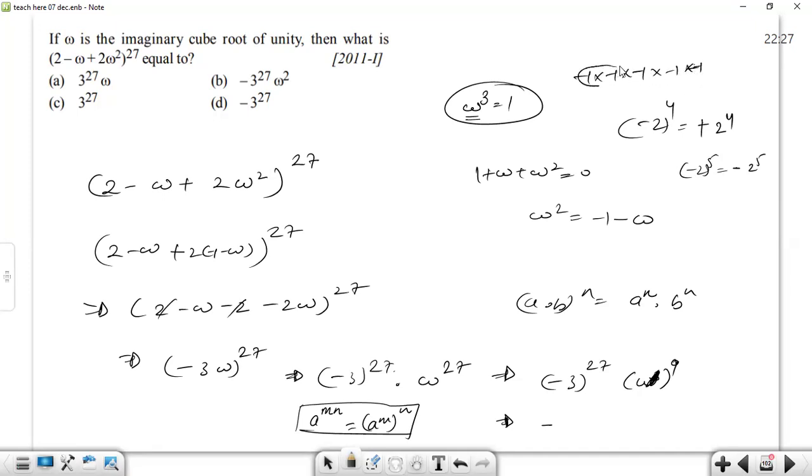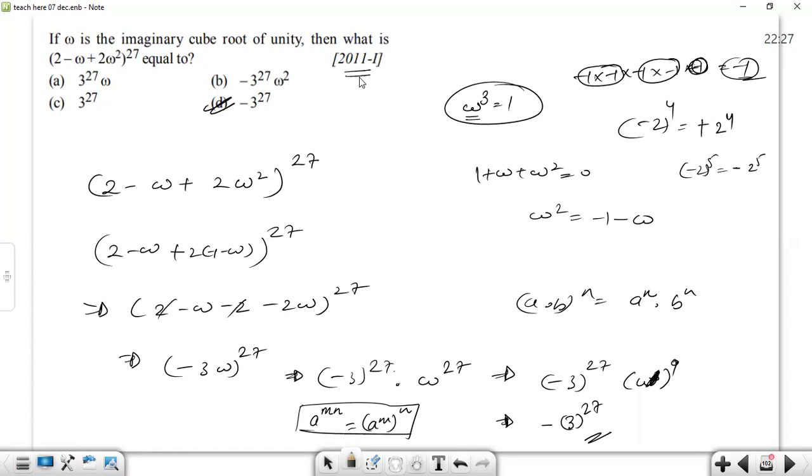Minus 1. So this becomes plus 1, this becomes plus 1. What is remaining? Minus of 1. That is why minus will remain, and 3 raised to power 27 should be our answer, which is option number D. Any doubts, anyone?